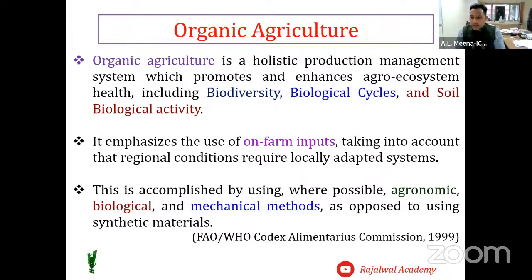As we are practicing organic farming, we know that organic agriculture avoids the use of synthetic fertilizers which are produced in factories, and we are totally dependent on the on-farm inputs which are available on our farm.